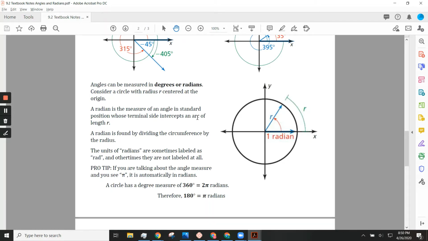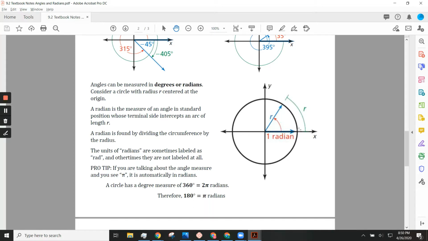Well, a radian is the measure of an angle in standard position whose terminal side intercepts the arc of length r. What they're saying here is that the radius is along the arc length. So that's the special value for the radian. Another way to talk about the radian is that it's the value left over when I do circumference divided by the radius.